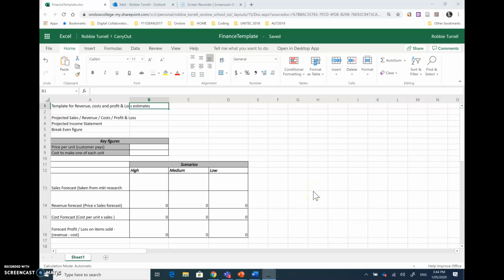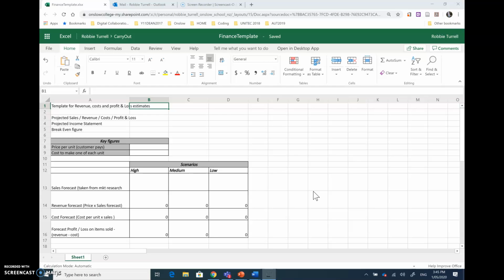Okay, hi Year 11. Just something I noticed going through some of your drafts is that on the finance section, some of you may be having a bit of difficulty with the projected sales and the revenue and the costs and the profit and loss and all these things linking in. Now, these things are very closely linked, and really they're quite easy to put together, and with a bit of calculation, they're quite easy to show.